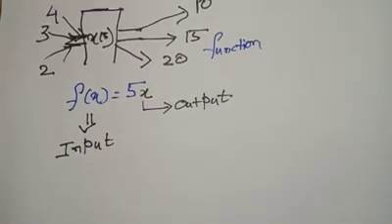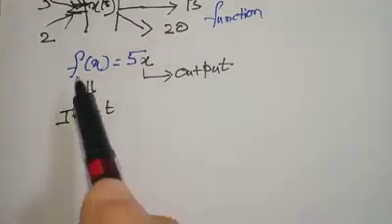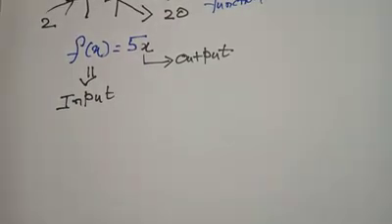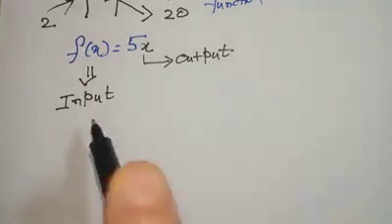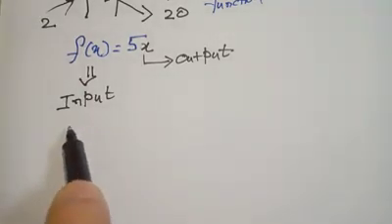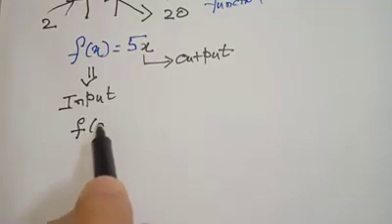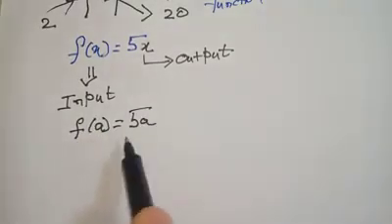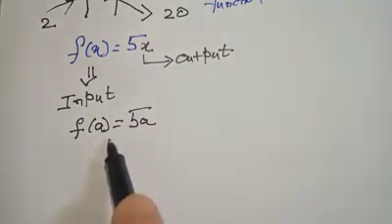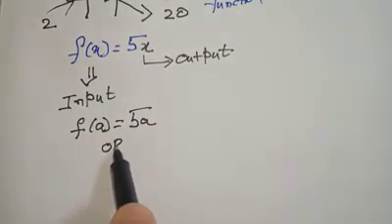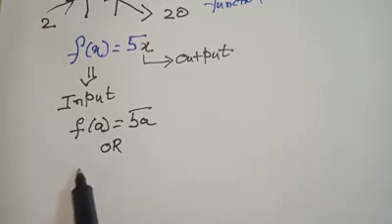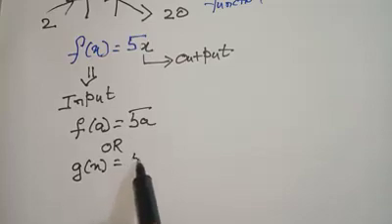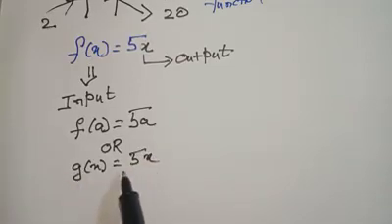And the question arises, shall we always take x? Because generally we have seen in mathematics that we always consider x to be the variable, but it is not necessarily so. What we can do is that we can also write, say for example, f(a) equals 5a. This can also be in place of x. We can also write g(x) equals 5x. This is also what we can write, right?